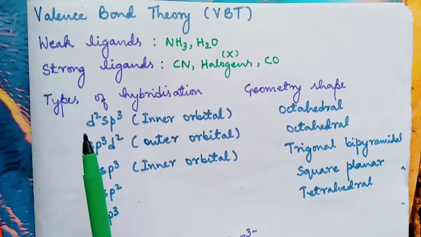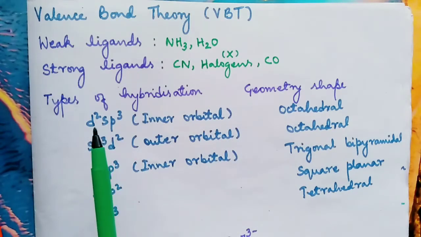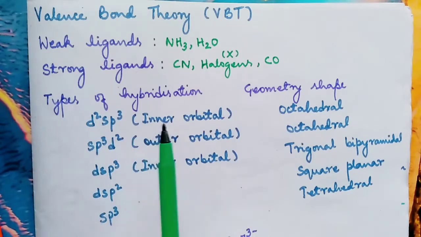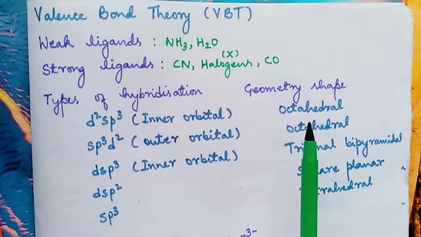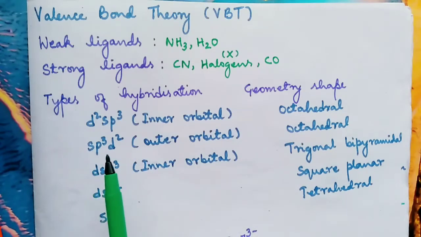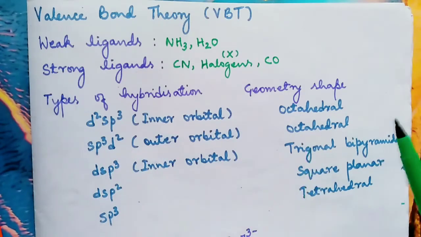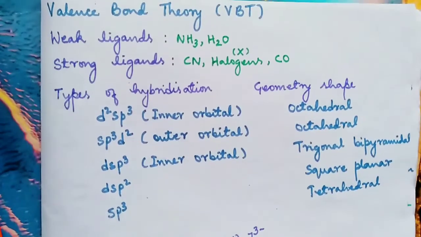Now here, if the hybridization is d2sp3, it involves the inner orbital, so the shape is octahedral. And for sp3d2 it is also octahedral, and so on. So with the help of these, let us come to these two complexes. We are going to predict the hybridization, the geometry shape, as well as the magnetic behavior of these two complexes.